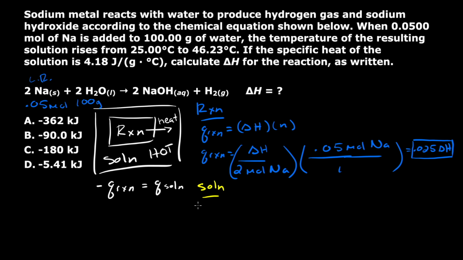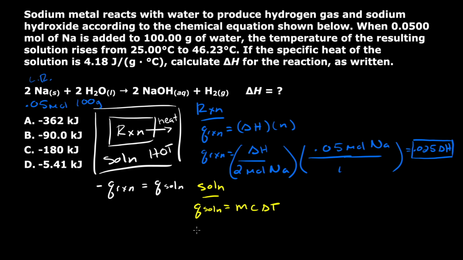And so the warming and cooling equation looks like this. It's Q of the solution is going to be equal to the MC delta T. Now this C right here is going to be this 4.18 joules per gram per degree Celsius. Now keep in mind, when we have the specific heat, it's going to be of the solution. So that should be a big red flag that this M right here, this mass, is going to be the mass of the solution. And the solution is made up of both the sodium and the water.